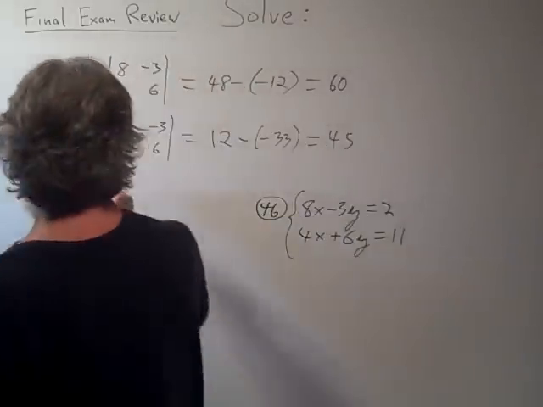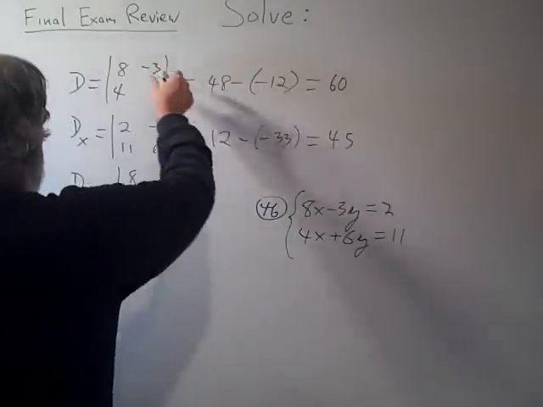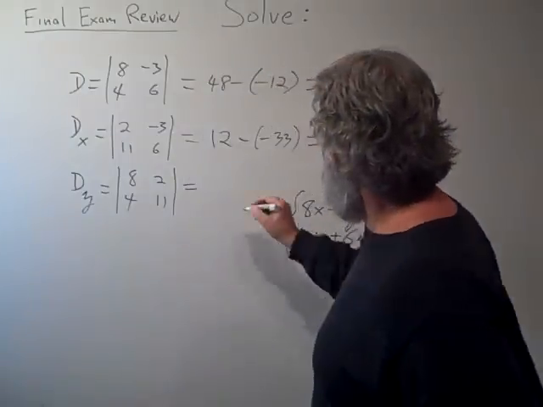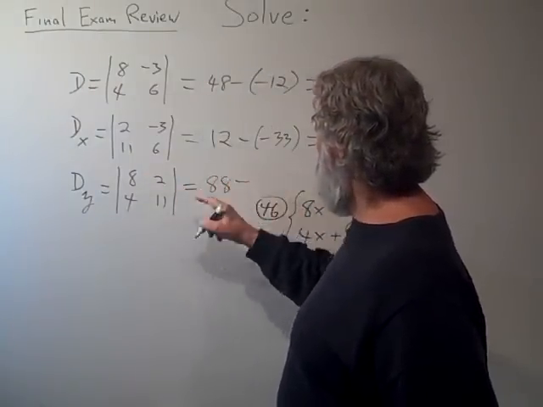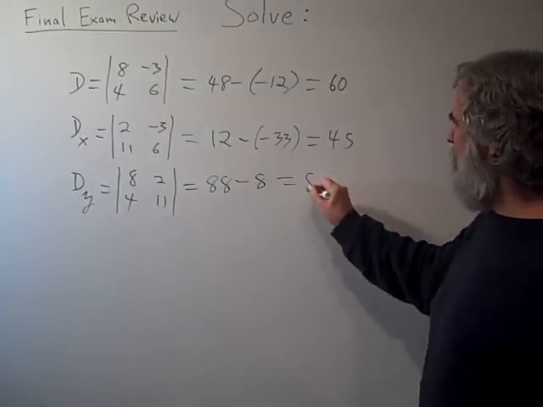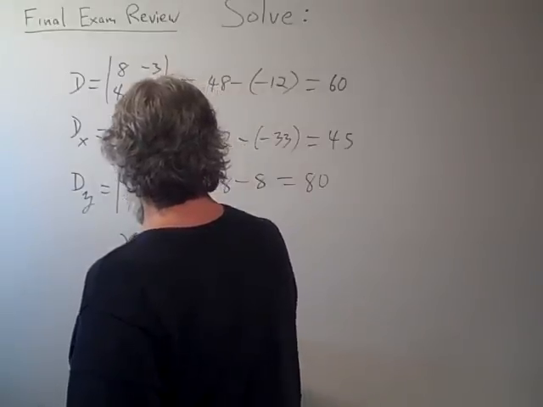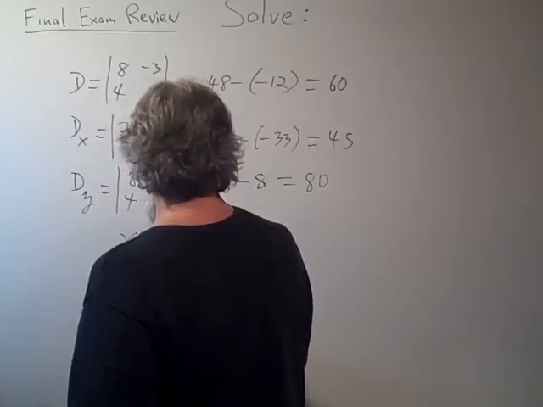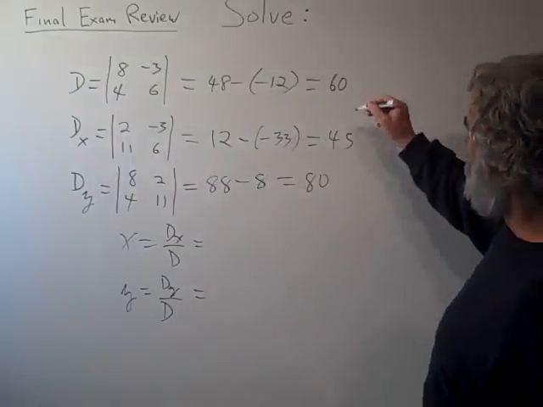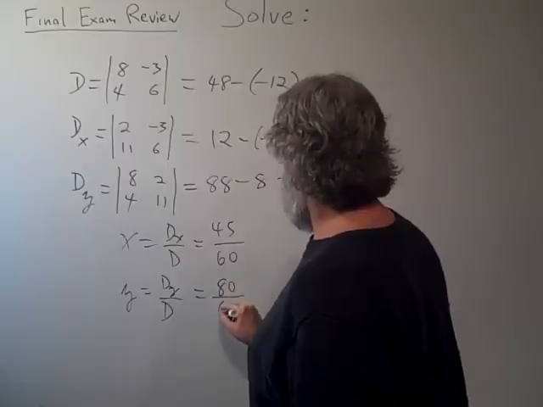Let's find D sub y. D sub y is the original matrix, but we cover the y column with 2, 11. So we get 8 times 11 is 88, minus 4 times 2 is 8, which is equal to 80. So we know that our x solution is D sub x divided by D. Our y solution is D sub y divided by D. So D sub x is 45. 45 divided by 60, and 80 divided by 60.